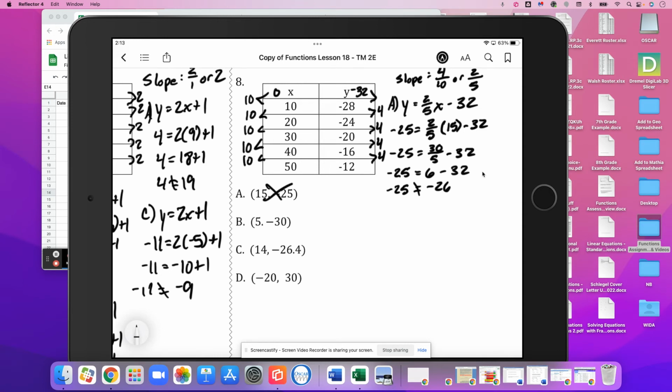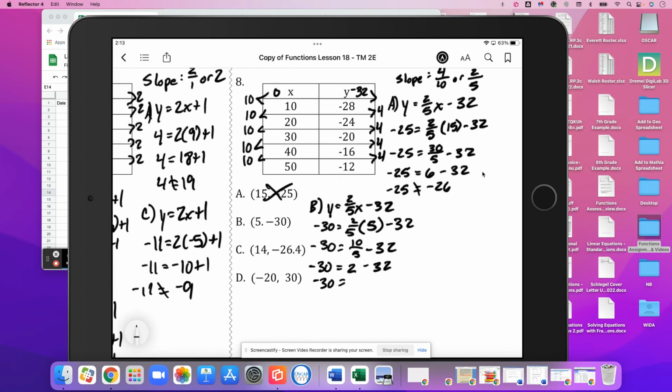If we move on to B, we've got y equals 2/5 x minus 32. So negative 30 equals 2/5 times 5 minus 32. So negative 30 equals 10 over 5 minus 32. Negative 30 is equal to 2 minus 32. And yes, negative 30 is equal to negative 30.